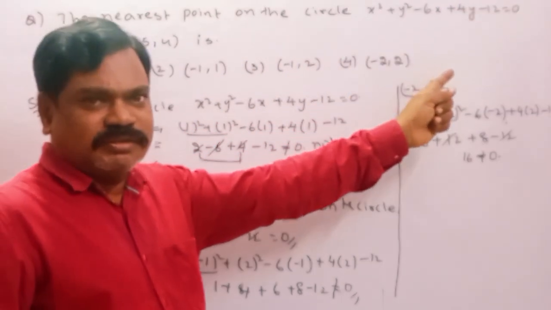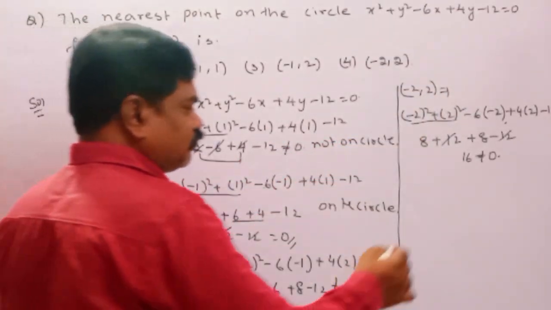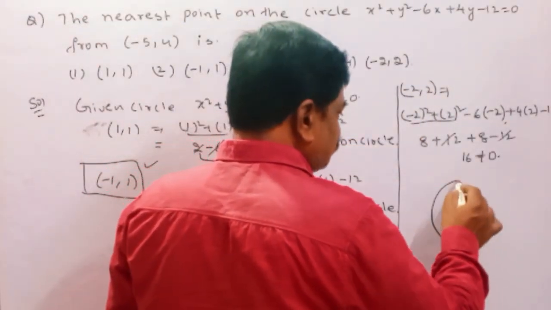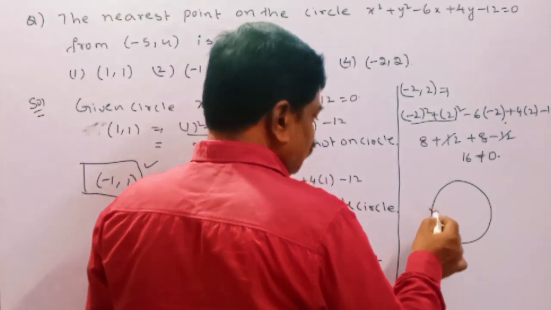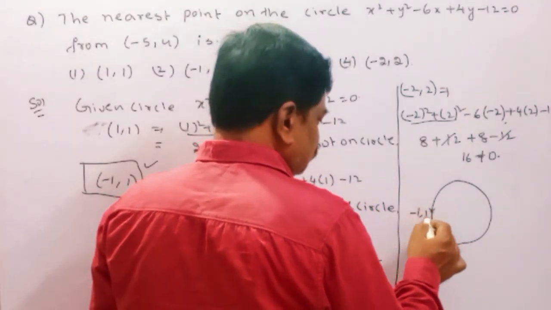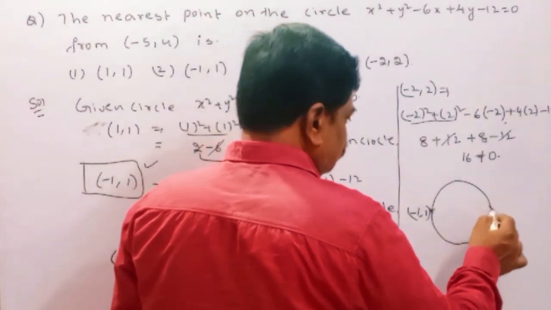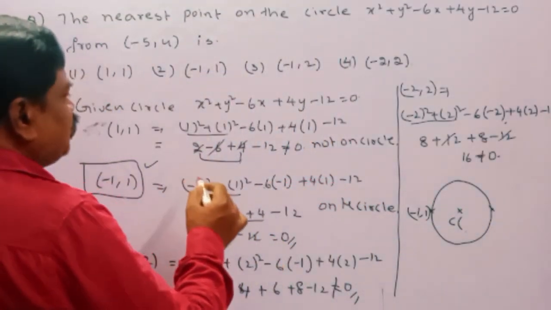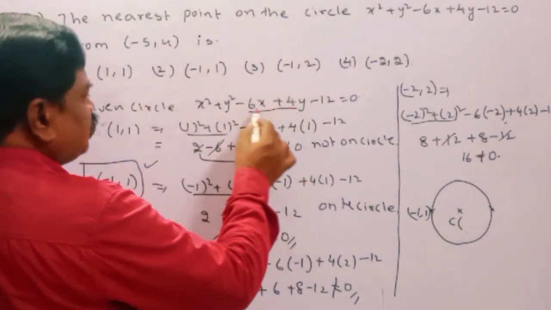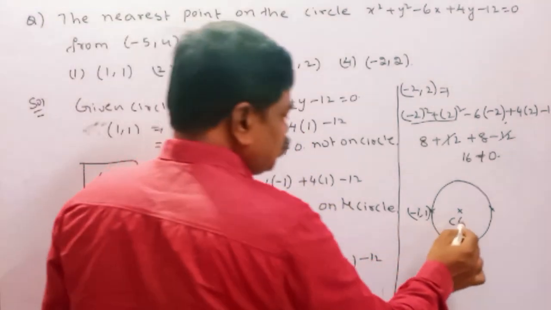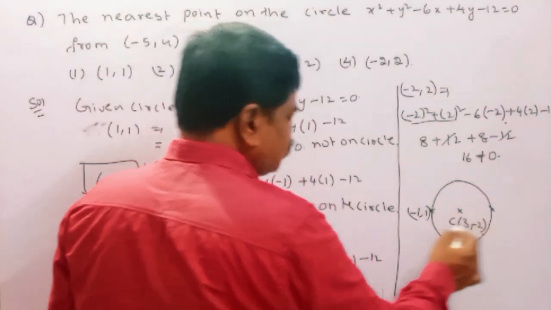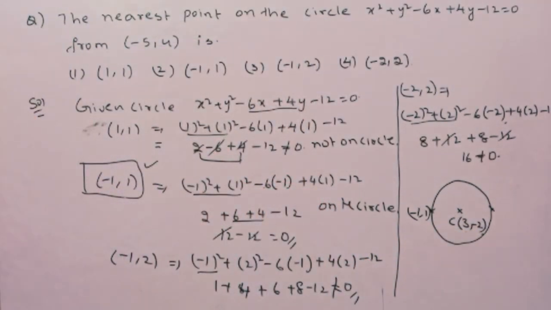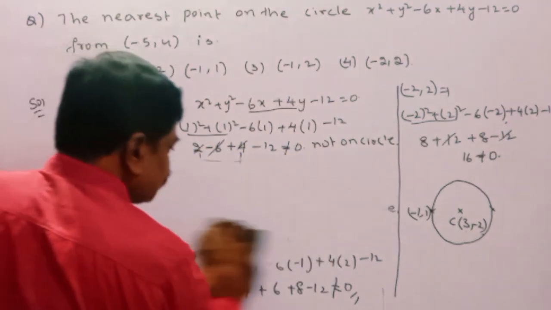Then we have to find the image of (−1, −1). This is (−1, 1), this point. This is the center of the circle. What is the center of the circle? This is (3, −2), directly. Okay, this is the center of the circle.